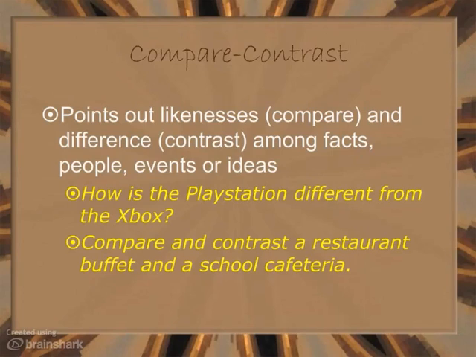The next one is compare and contrast. Compare and contrast is a text structure that points out likenesses to compare and differences to contrast among facts, people, events, and ideas. So if I asked you to compare the PlayStation and show me how it's different from the Xbox, you would show me ways that they are different. If I asked you to compare and contrast a restaurant buffet and a school cafeteria, you would be showing me how those things were similar or different.